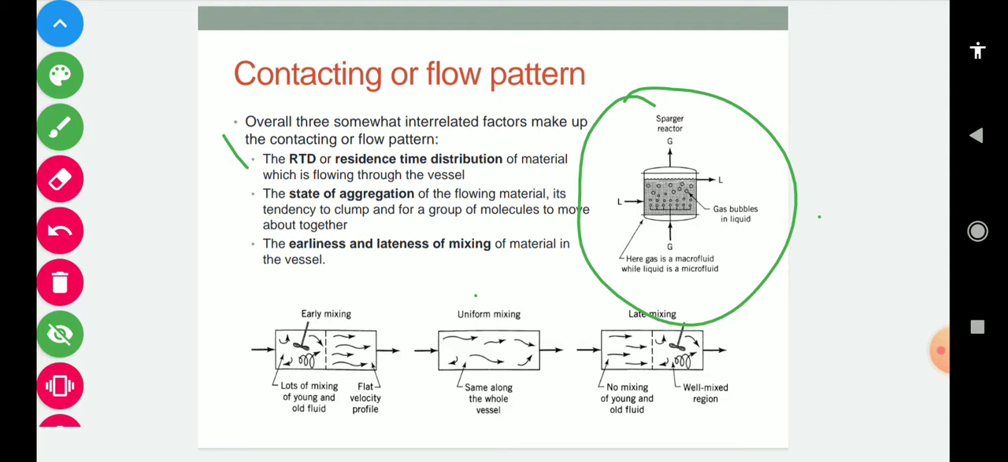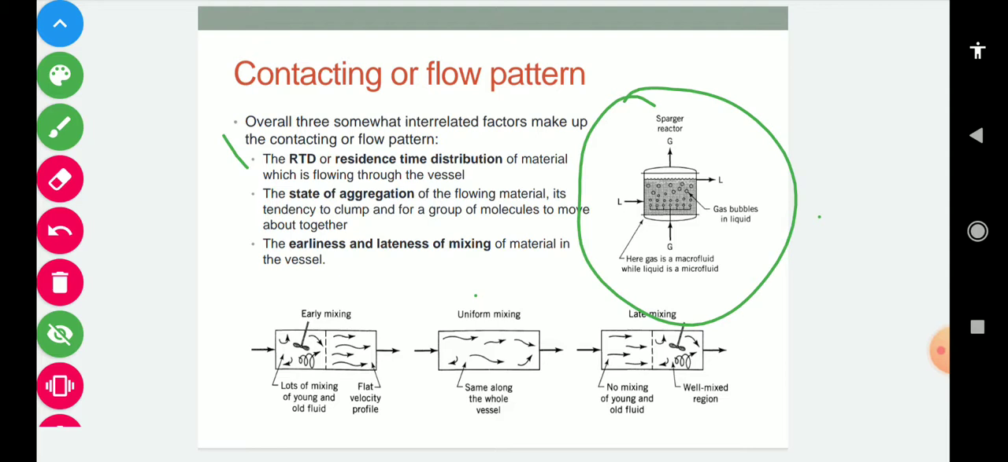Here we have two types of fluid. One is macrofluid and another one is microfluid. If the bubbles are gas and the other fluid is liquid, then the bubbles are called macrofluid because they are separated. They are separate bubbles. On the other hand, the liquid is microfluid because it is a continuous fluid.